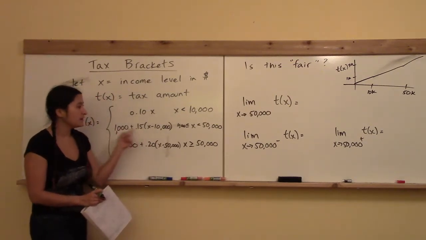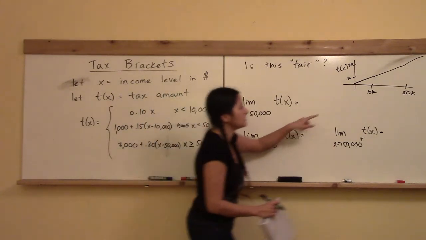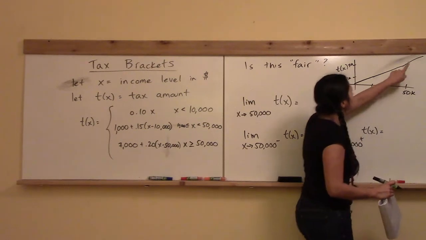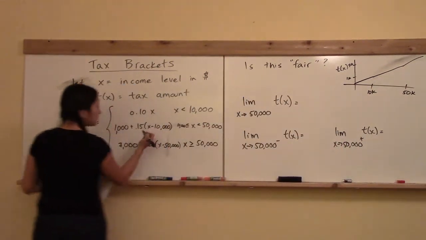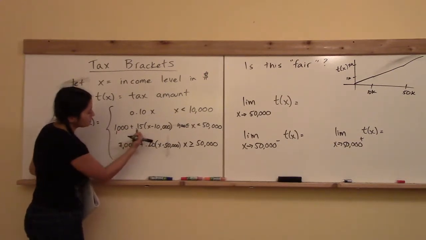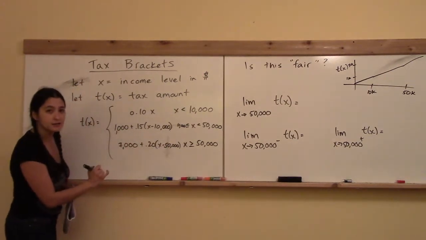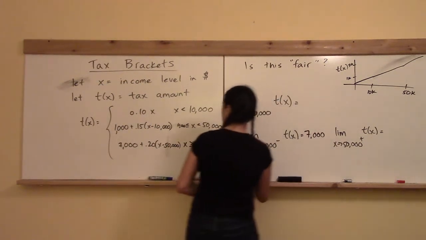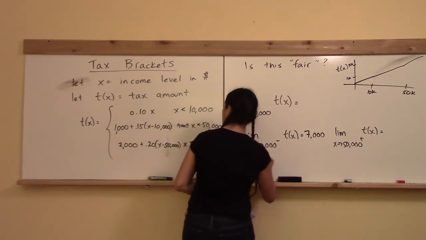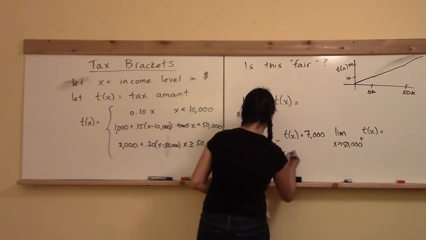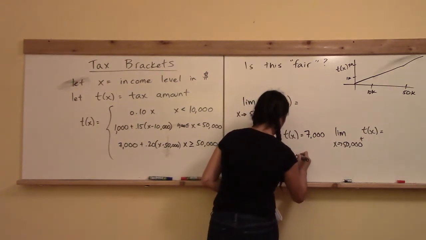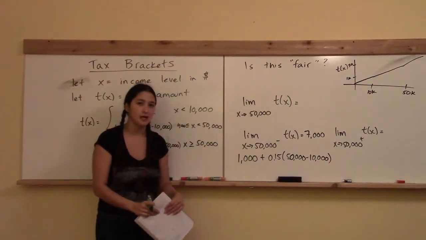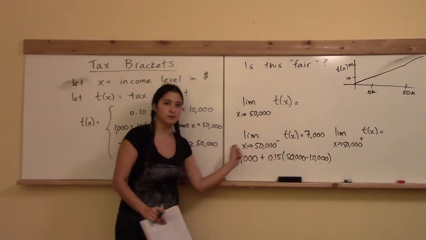So this is the limit as x approaches 50,000 from the minus side. We're evaluating this middle function at a height that's very close to this point right here. If you plug in the number 50,000 right here, you'll get 1,000 plus 0.15 times 40,000, and it turns out that's going to be 7,000. I'll just show you the work here. How I got that number is I plugged in 50,000 into the middle tax bracket, and that's because I'm computing the limit from the left.